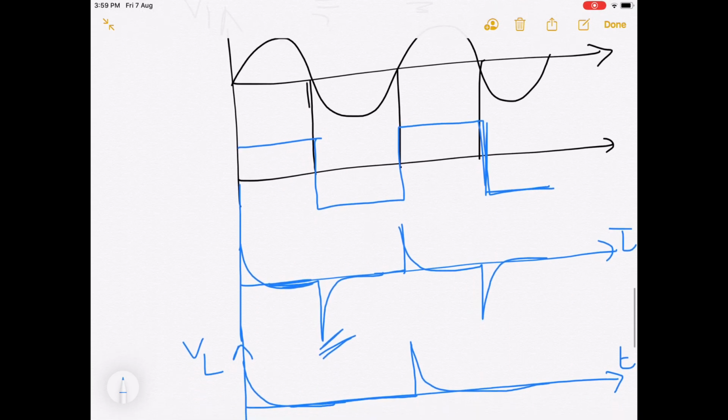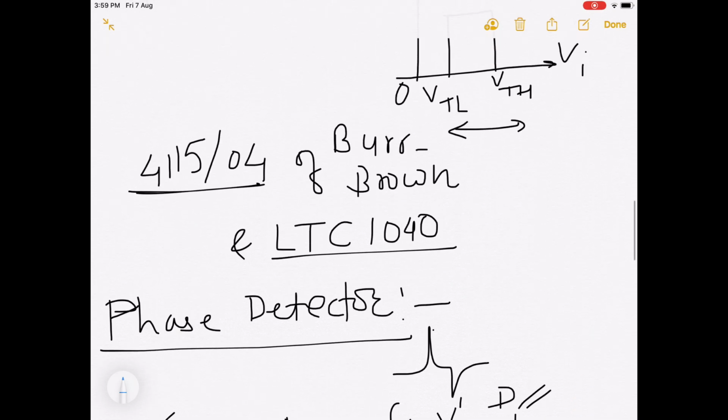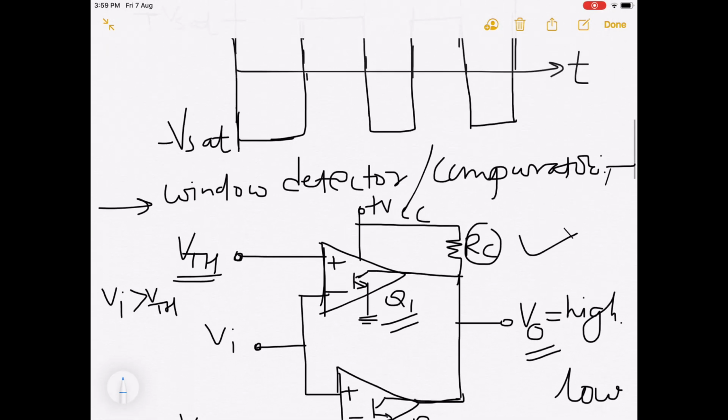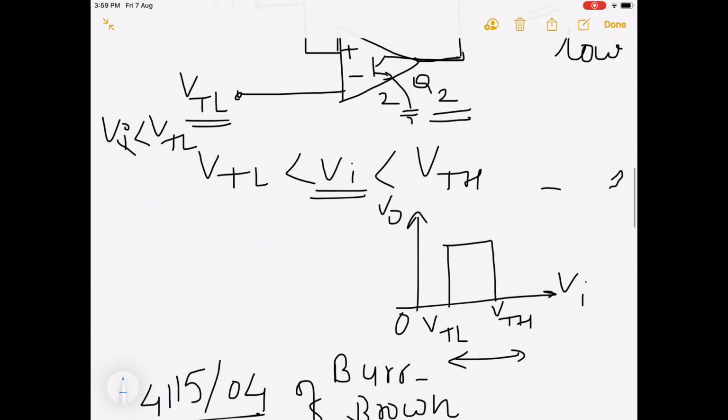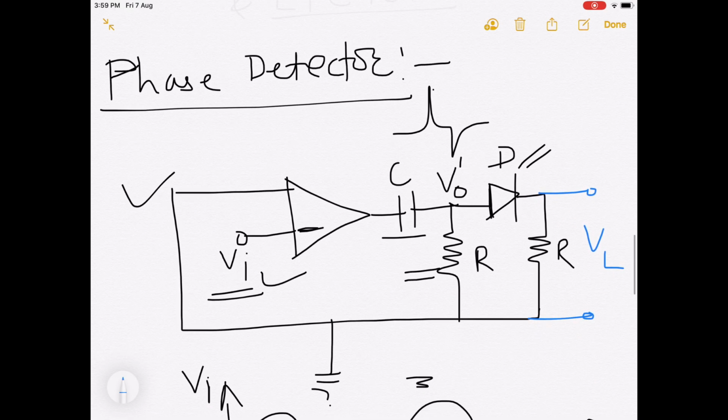So in this way we have completed 3 applications. The first application is zero crossing detector, the second application is window detector, and the third application is phase detector, or this circuit is also known as timing marker signal generator.